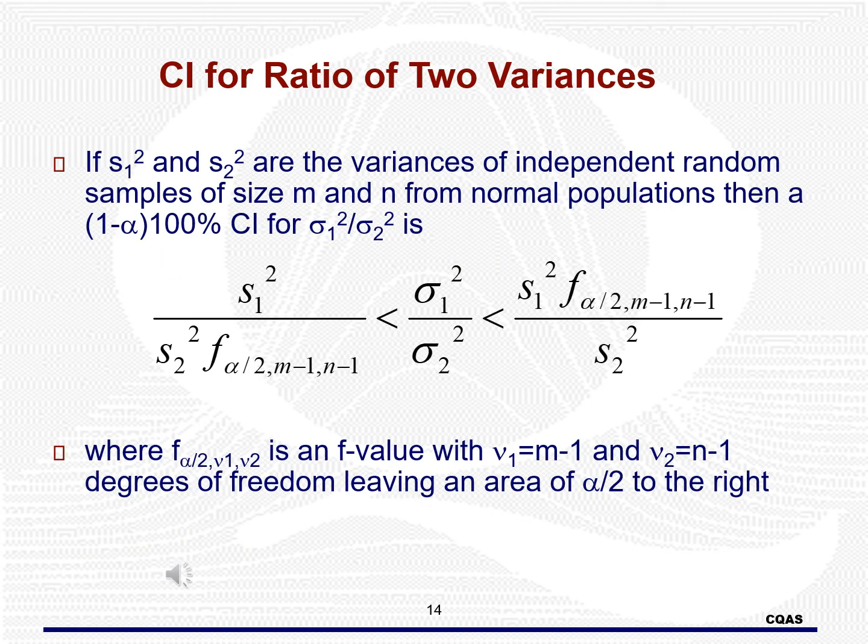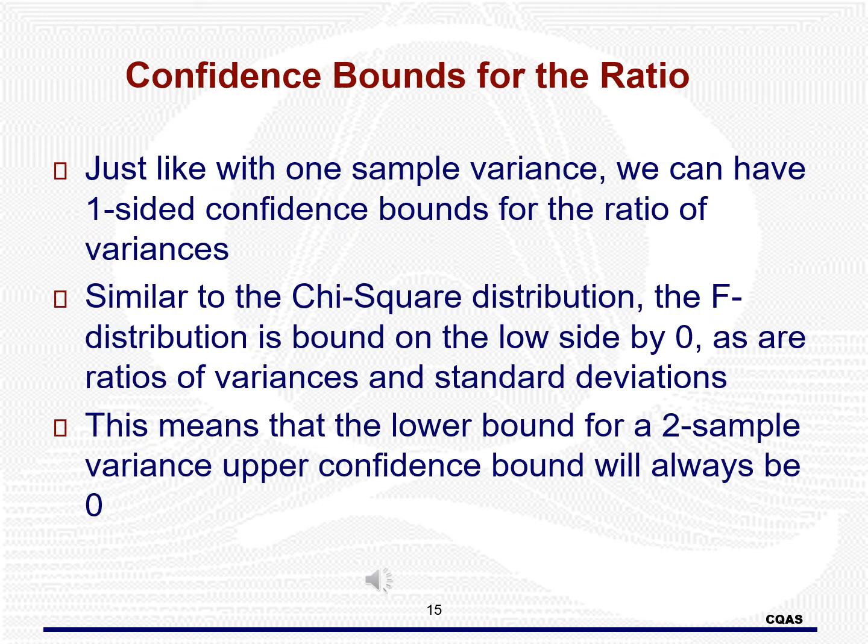Now we find the 1 minus alpha times 100% confidence interval for the ratio of the variances based on what is in the slide. Remember that the critical values are based on leaving the probability to the right of the value. Now what about confidence bounds? Just like with the sample means, we can get a one-sided bound for the ratio of the variances. Just like with the chi-square distribution, the ratio will never be negative. This means the lower bound for a one-sided upper confidence bound will usually be 0.